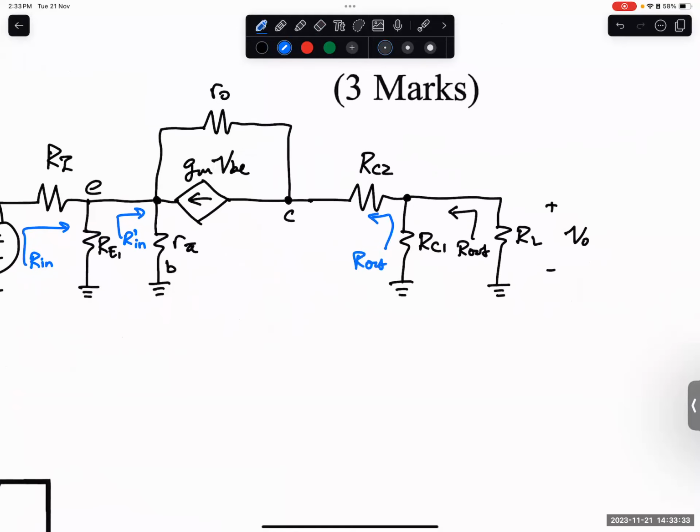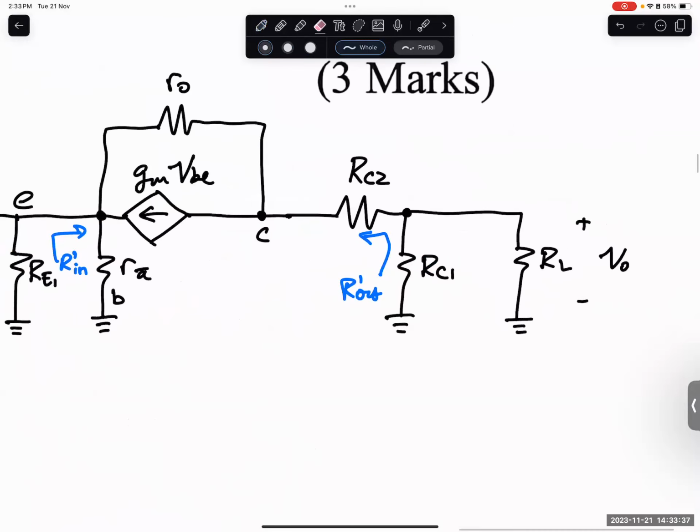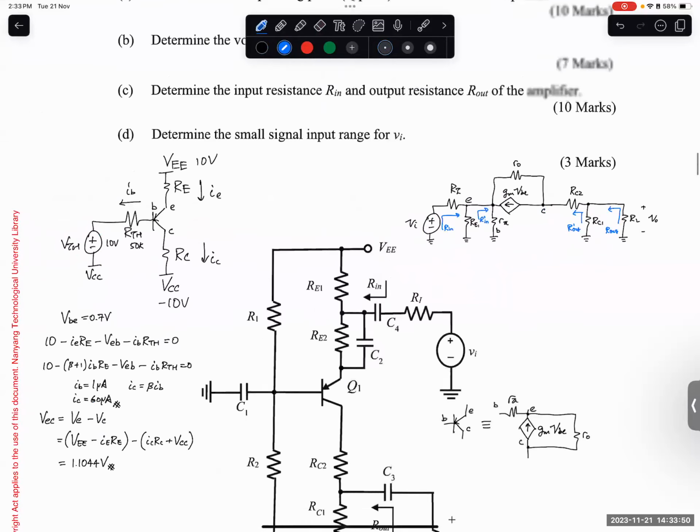How does it include RL? No, don't include RL, because you remove the RL.